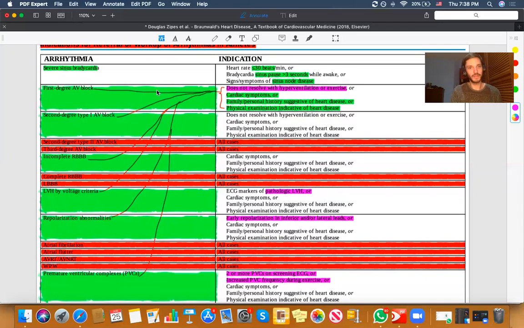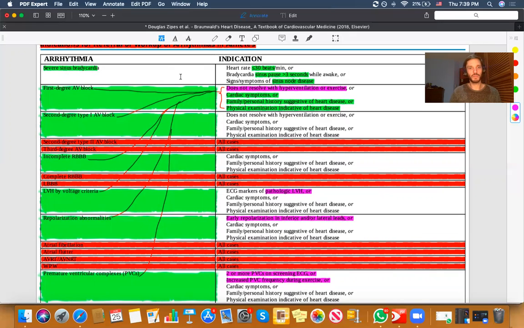Now let's go one by one on these specifics, if there's anything else to add. If the patient has severe sinus bradycardia, what are we talking about? How many beats per minute in an athlete? We're talking about less than 30 beats per minute, not 40, 30. Or sinus pause of more than 3 seconds while awake, or signs and symptoms of sinus node dysfunction or disease. Okay, now for first degree AV block, specifically if it does not resolve with hyperventilation or exercise. Also, second degree type 1 AV block, if it does not resolve with hyperventilation or exercise, refer the patient.